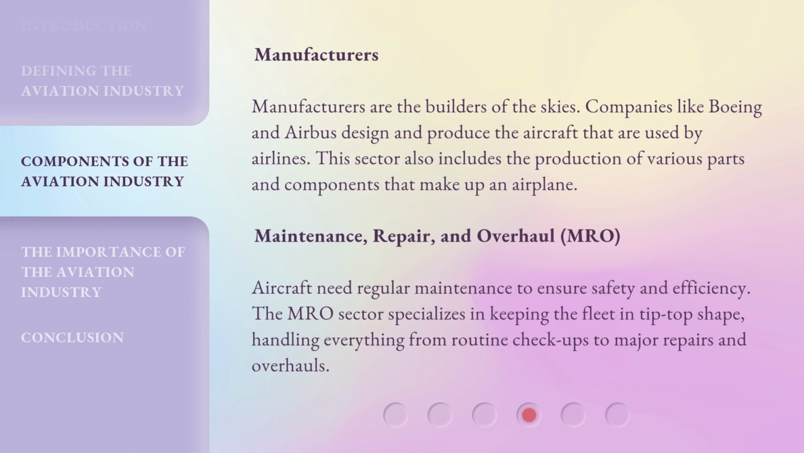Manufacturers. Manufacturers are the builders of the skies. Companies like Boeing and Airbus design and produce the aircraft that are used by airlines. This sector also includes the production of various parts and components that make up an airplane.